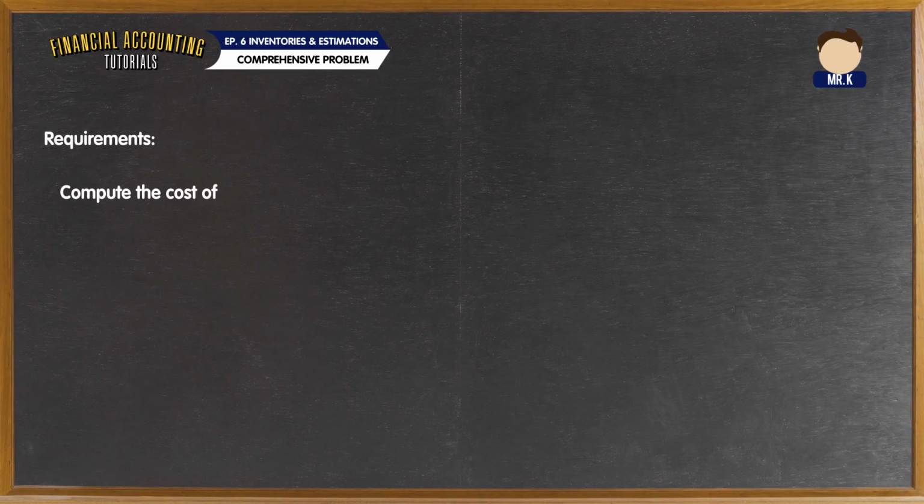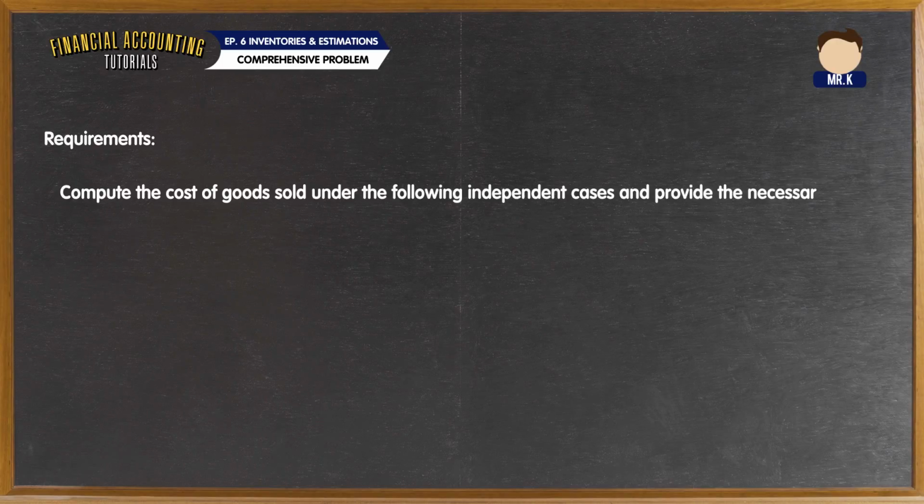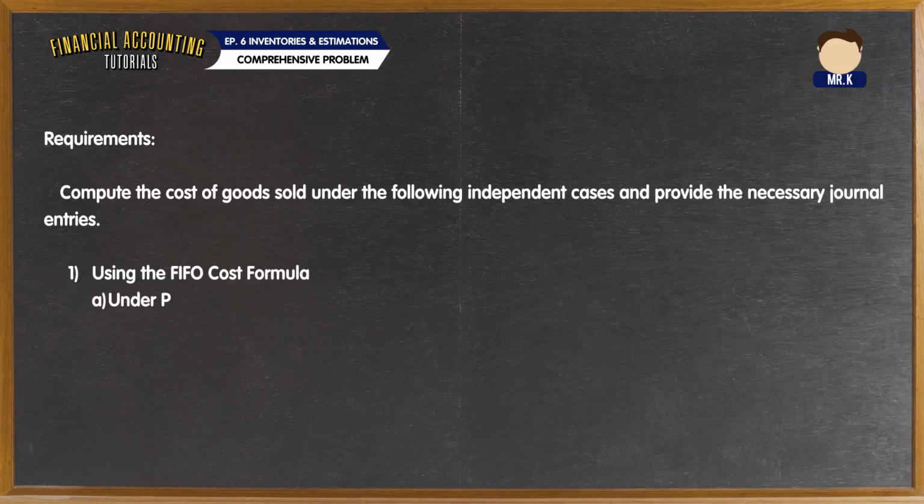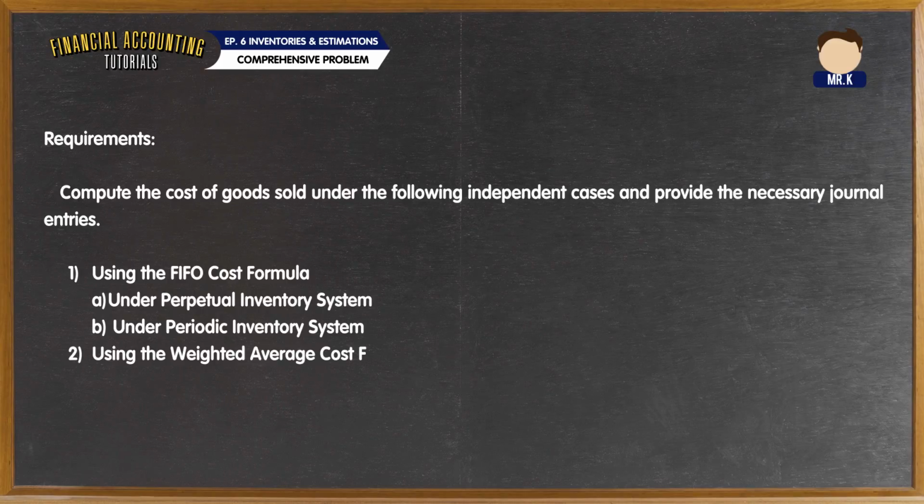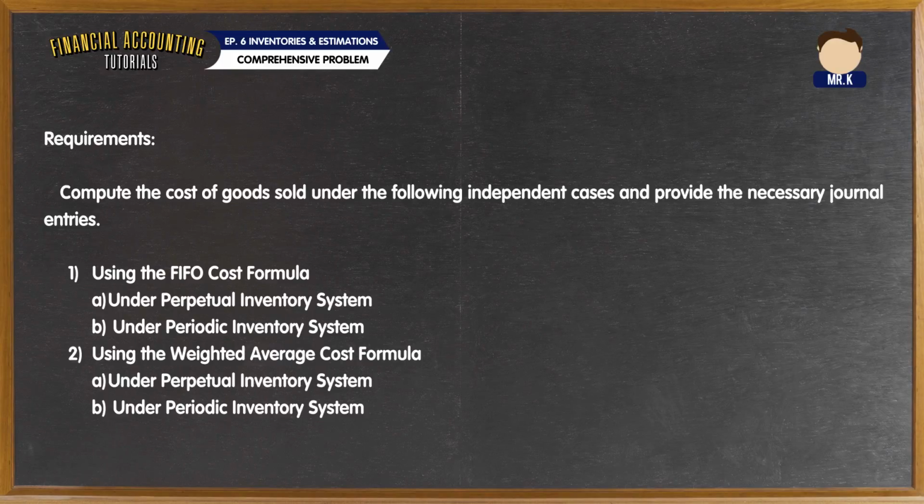Requirements: compute the cost of goods sold under the following independent cases and provide the necessary journal entries. Using the FIFO cost formula under perpetual inventory system and under periodic inventory system. Using the weighted average cost formula under perpetual inventory system and under periodic inventory system.